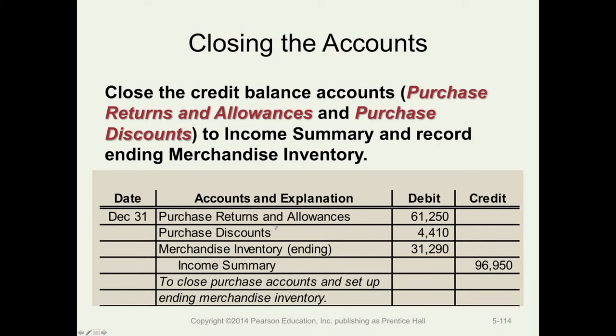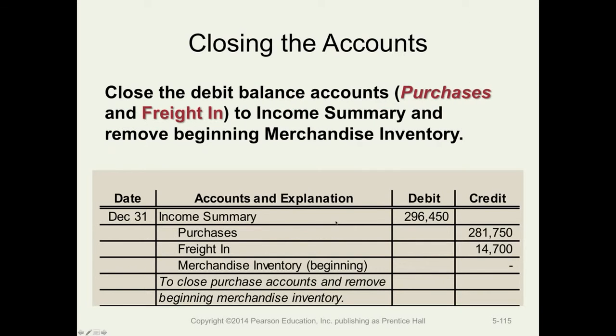The problem here is that this inventory that you counted does not get on the books until you actually record it. So you have to debit purchase returns and allowances for $61,250. Debit purchase discounts for $44,110. And now you debit the ending inventory for $31,290. The credit to income summary is $96,950.